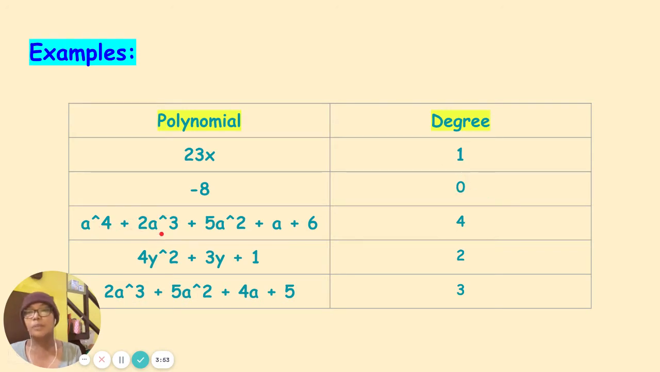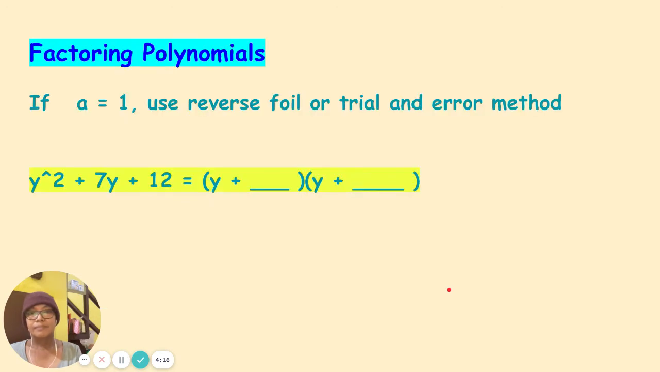So you have a to the fourth plus 2a cubed plus 5a squared plus a plus 6. So the highest exponent is 4, therefore the degree is 4. So 4y squared plus 3y plus 1, the highest exponent is 2, therefore the degree is 2. 2a cubed plus 5a squared plus 4a plus 5, the highest exponent is 3, therefore the degree is 3. Okay? So let's proceed to factoring polynomials.